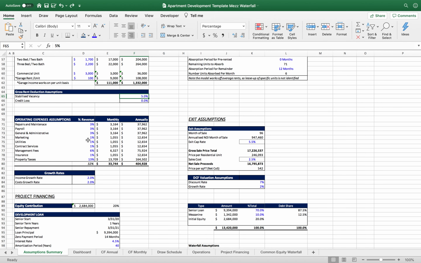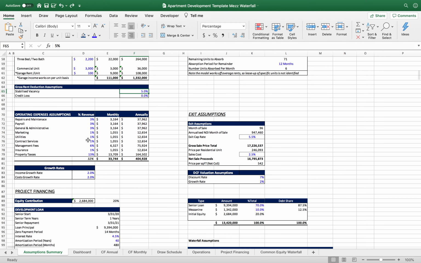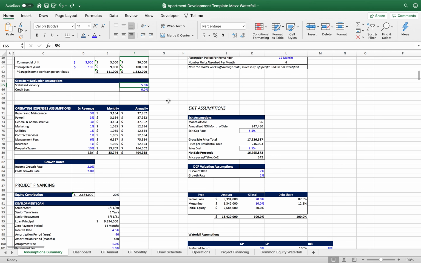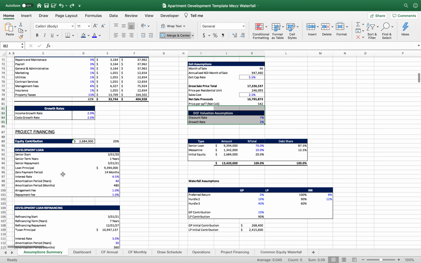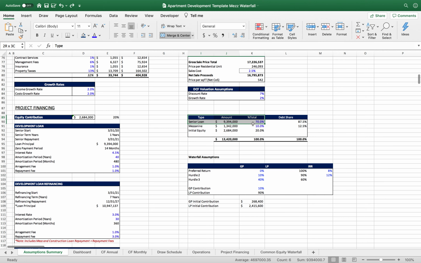Operating expenses assumptions calculated at the percentage of revenue. I have included the exit assumptions where you can choose the cap rate which will be applied to the in-place NOI to get to the exit sell price. Sell costs are also flexible. Little DCF valuation assumption, gross rates, and project financing, where you can choose the financial structure.